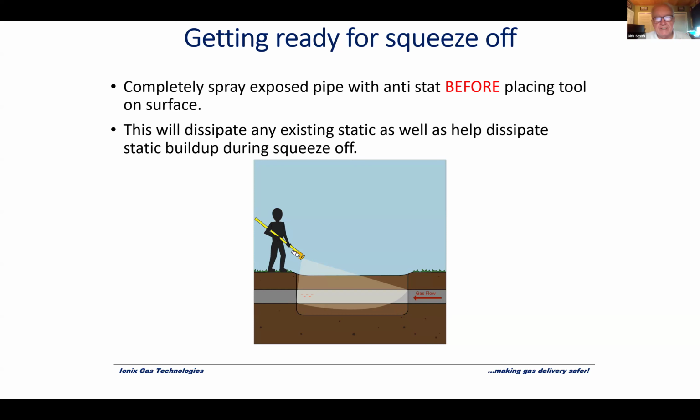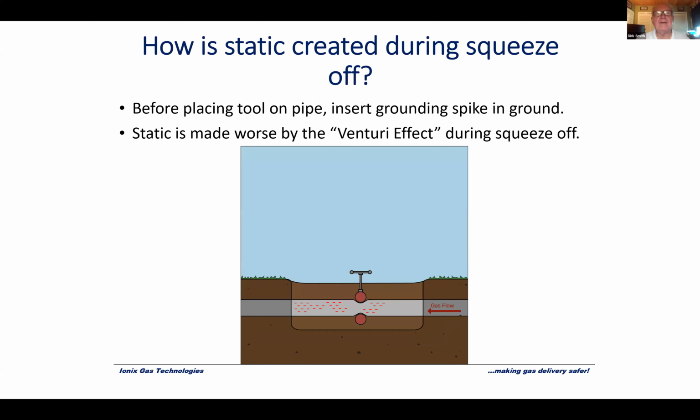Because static is generated inside that pipe, it induces a charge on the outside. Once you excavate that pipe, you want to make sure that you dissipate the static on the outside of the pipe before you place any tool on it. This will dissipate any existing static charge on the surface of the pipe. Now, what happens at squeeze off? Why is this such a big risk at squeeze off? Why is static such a big problem at squeeze off?